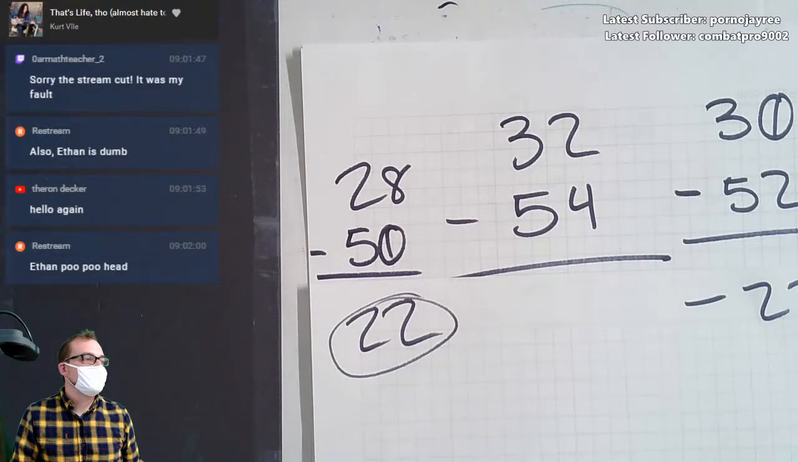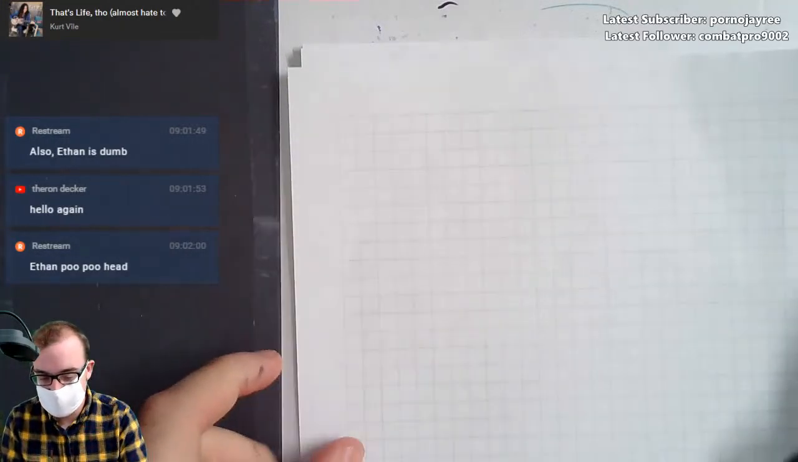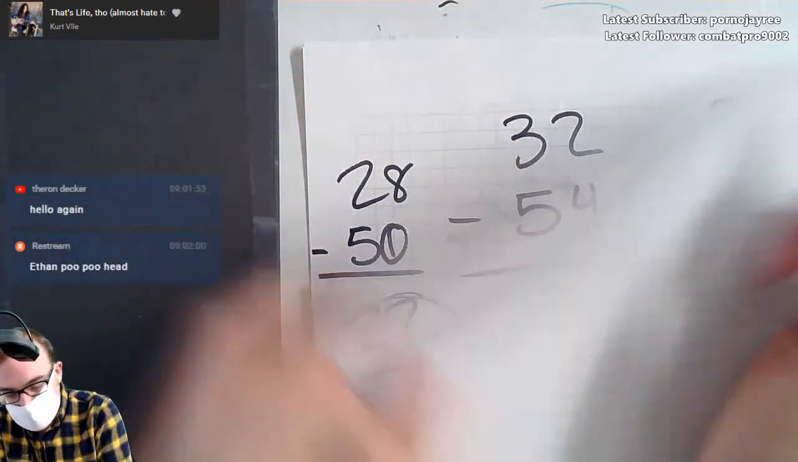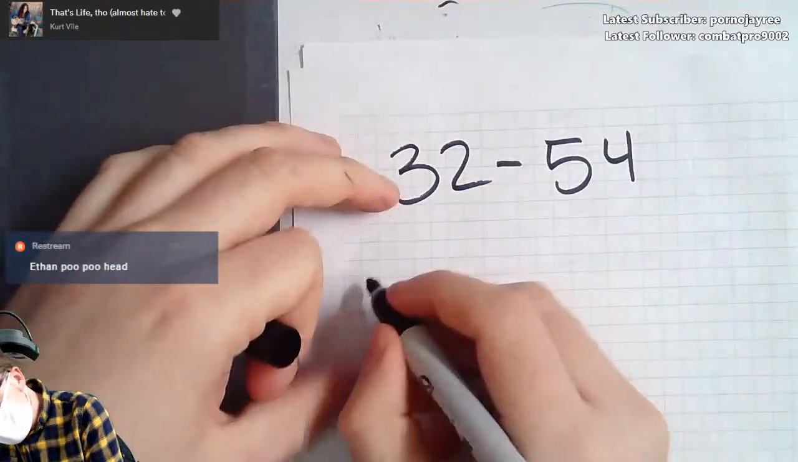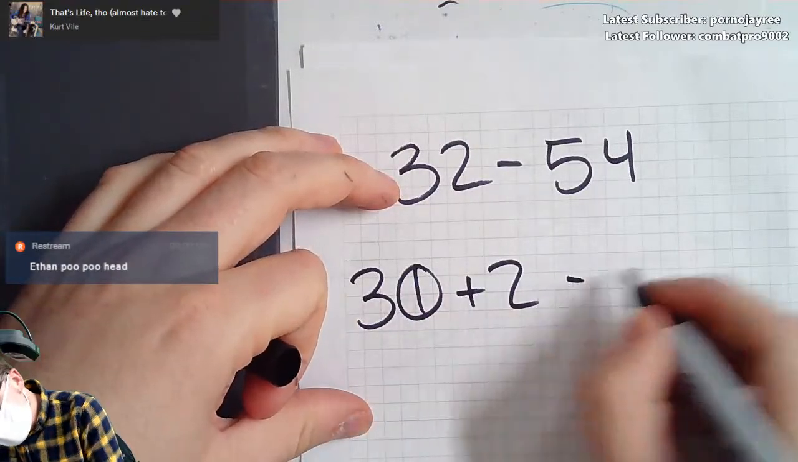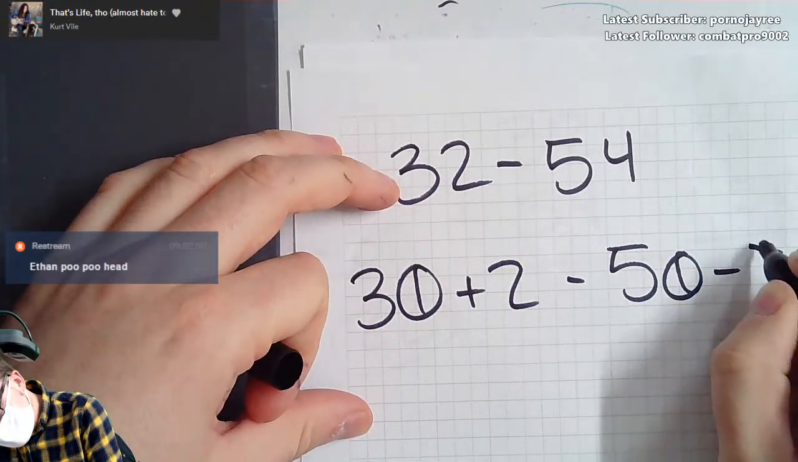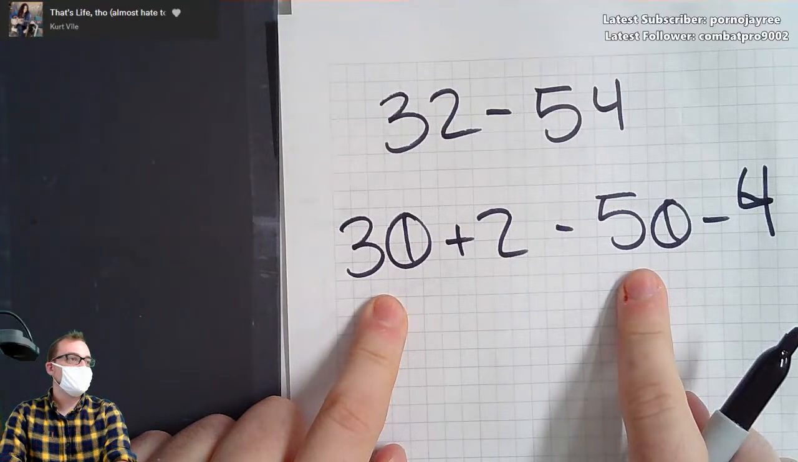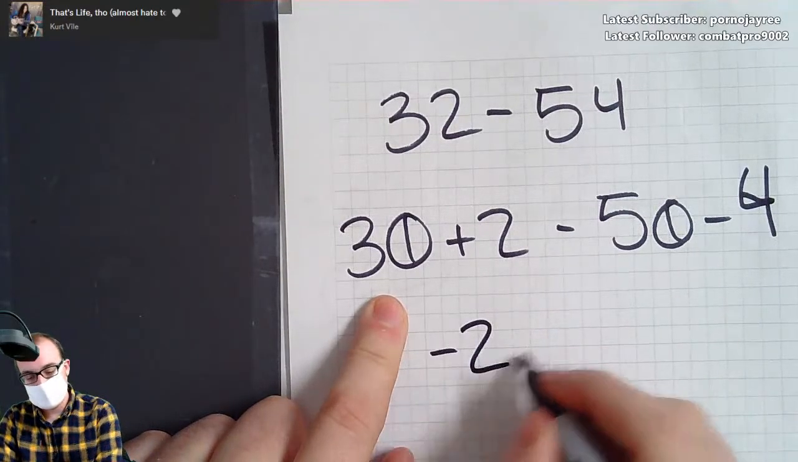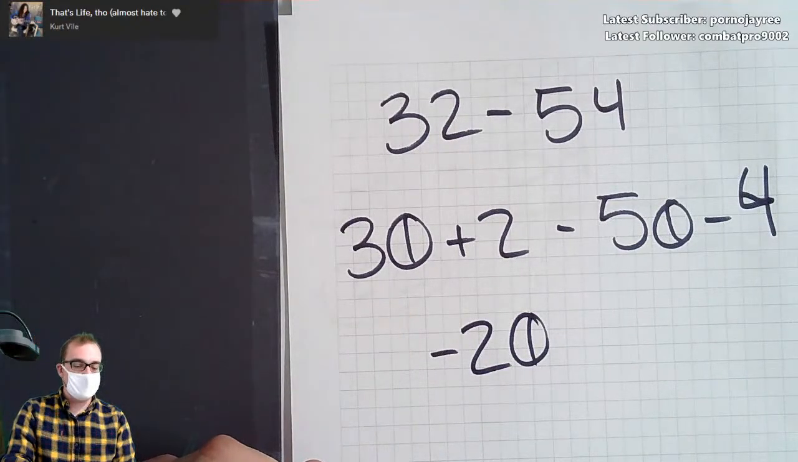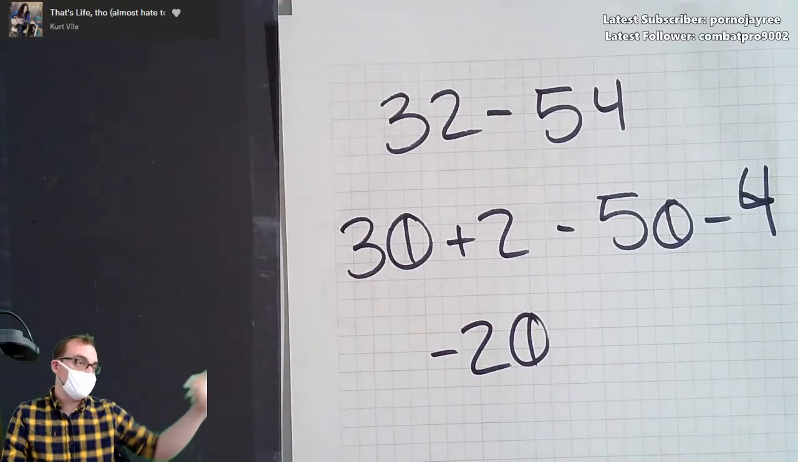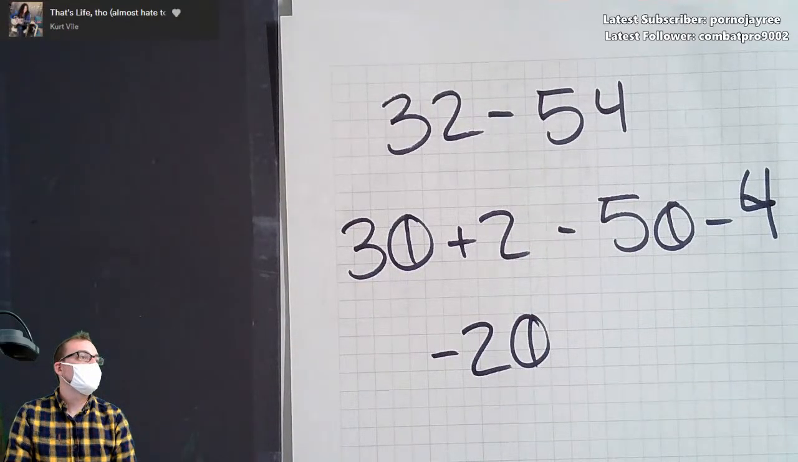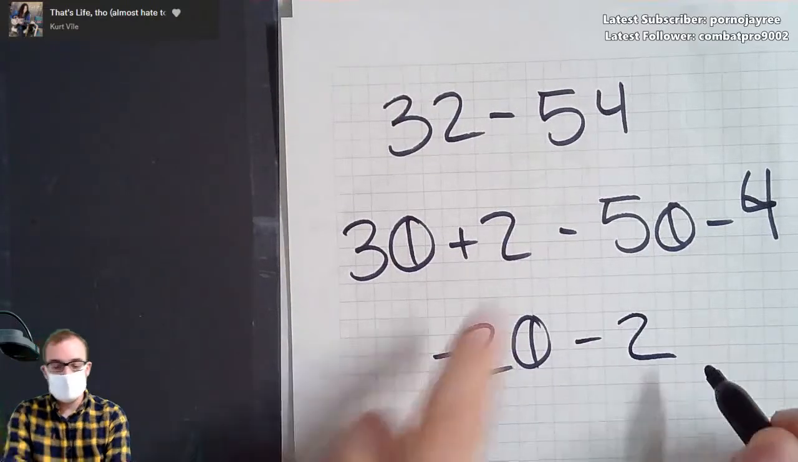Subtraction. 32 minus, what are we at, 54? It's just 30 plus 2 minus 50 minus 4. What's 30 minus 50? Negative 20. We're asking the distance between them, right? And it's negative, because we're going from 50 to 30. That's to the left. What's negative 4 plus 2? Negative 2. Could you do plus 2 minus 4?